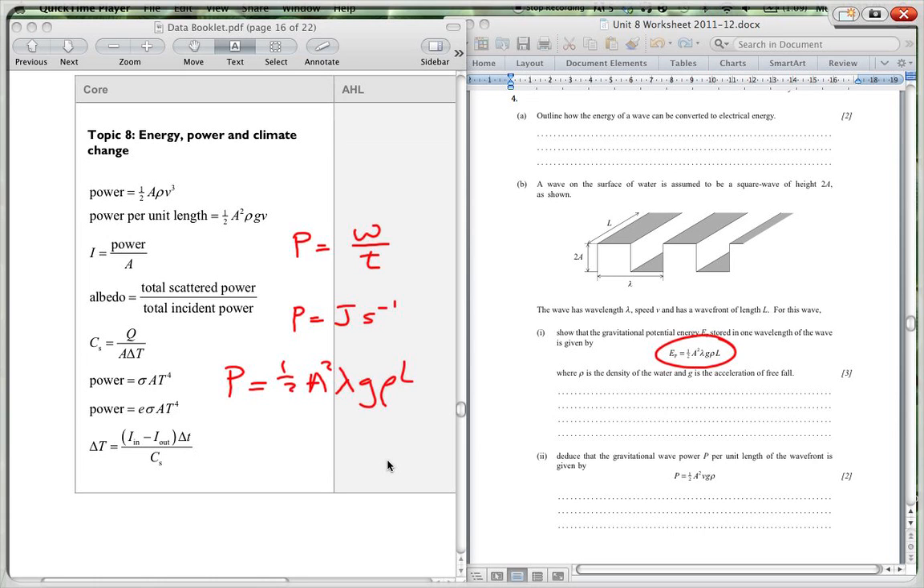But we've got this per second here that we've got to look at, and also it says over here per unit length of the wavefront. So we're going to need to look at that also. But let's have a look firstly at this idea of power. Now we know that our formula that we have, that V is equal to frequency times wavelength.